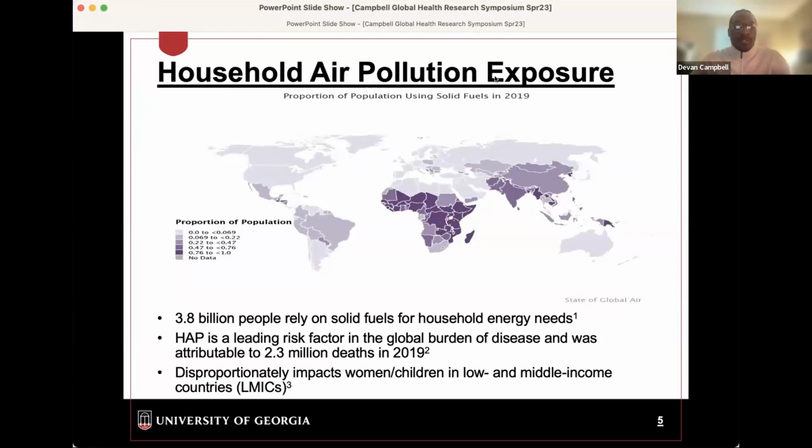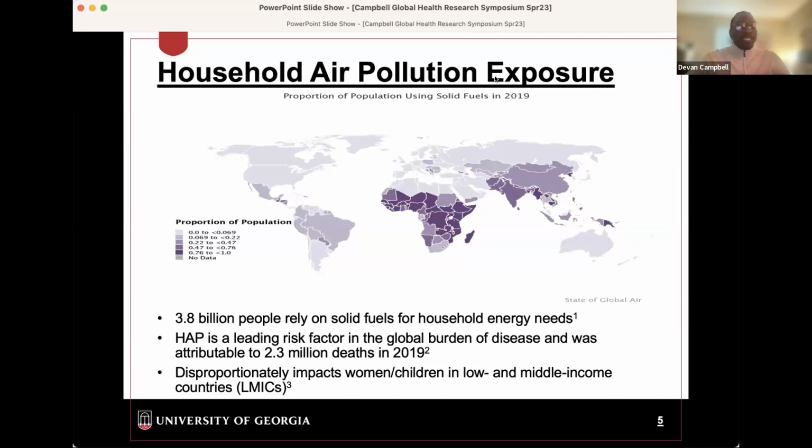As we can see from this graphic here, the countries with the highest proportion of population that uses solid fuels are going to be in Latin America, Sub-Saharan Africa, and parts of South and Southeast Asia. And approximately 3.8 billion people rely on solid fuels for household energy needs. Now, these energy needs come in the form of cooking or heating, and sometimes even lighting in the home.